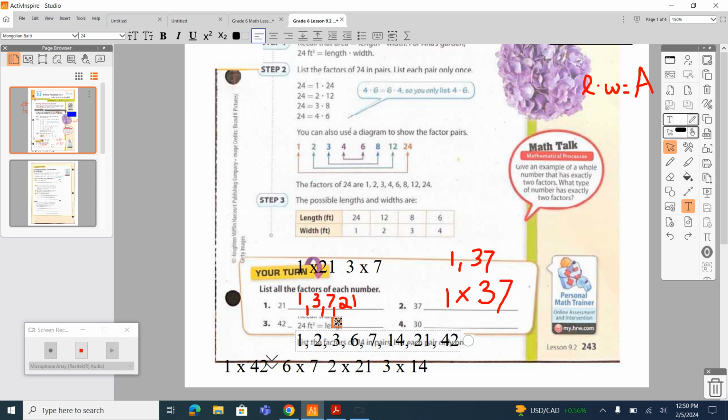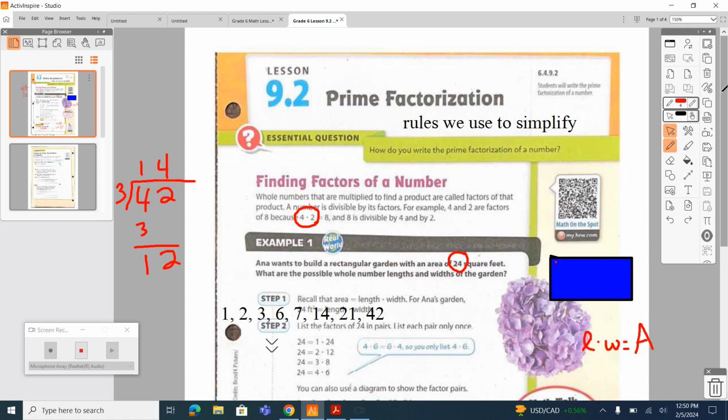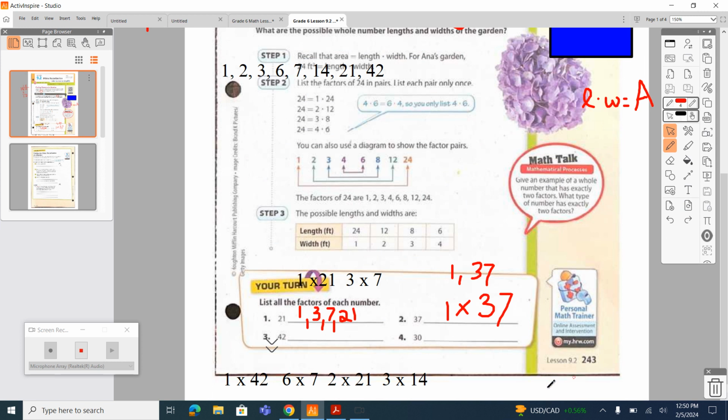So using those rules that I said I would use, I know that 30, well, so we could do 1 times 30, right? I also know that 30 is even, so it's divisible by 2. That means 2 times something is 30. 2 times 15. 3 plus 0 is 3, so 3 divides into 30. That means also 3 times 10 is 30.